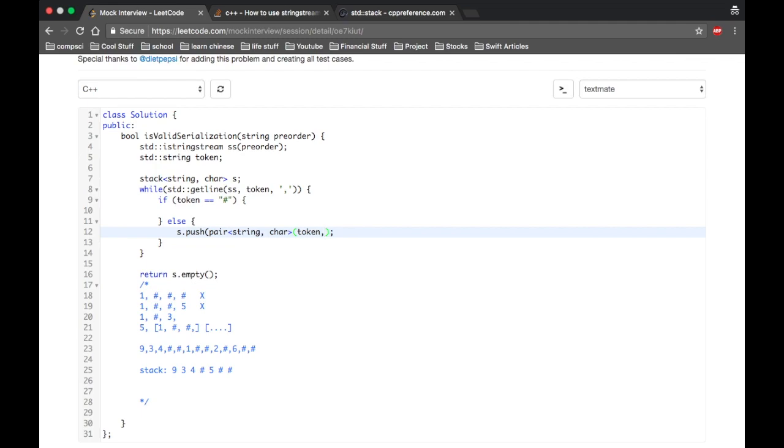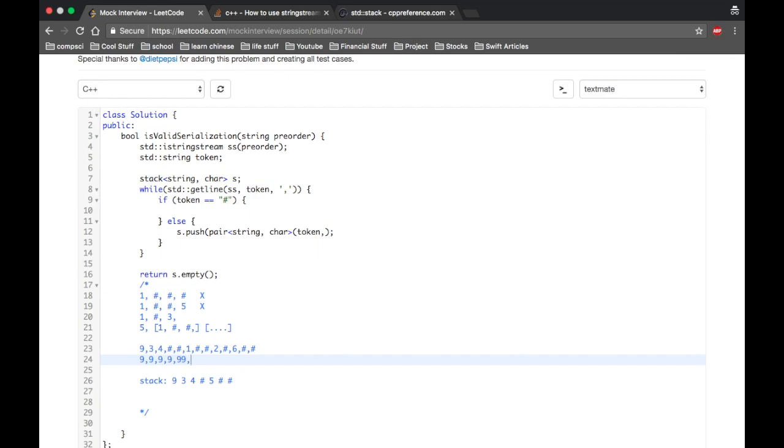But let's say there's a hash and then there's a number. Oh, okay. So if the token before me is a hash, then I'm a right. If the token before me is another number, then I'm a left. And that is because every time there's a number, it's always going to be on the left side.